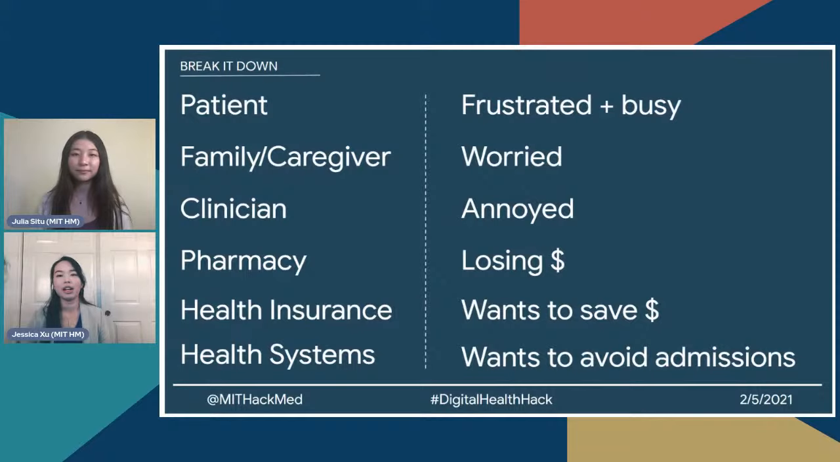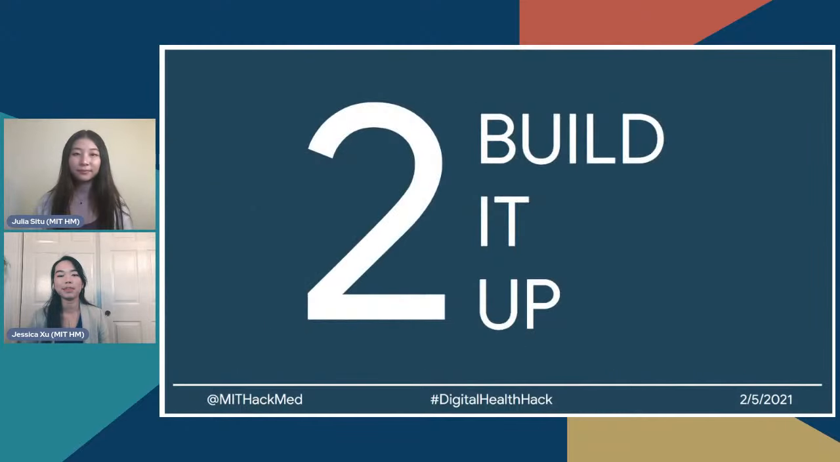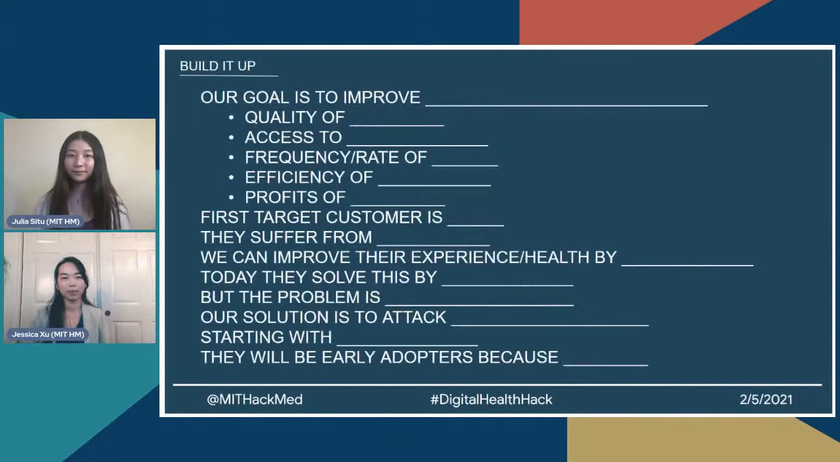It's important to understand the complex playing field of healthcare and gauge how your product will help other people in the system. So having understood those issues and the complex playing field, the team moved to thinking about how to create a solution, bringing us to step 2, build it up. So Hacking Medicine has this Mad Libs exercise to help you with building up your project, which will also be shared as a PDF with you all.